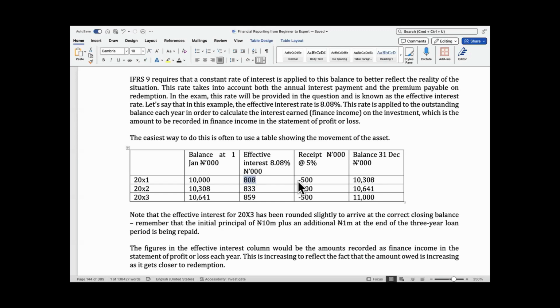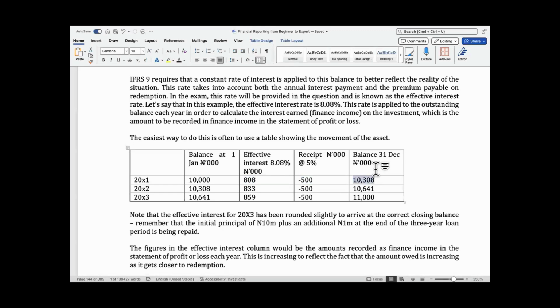You see, this 500 that you now collected, because this one you actually collected money. This is the interest that you actually collected. You debit bank. Anytime you collect money, debit bank. You credit the financial asset or interest receivable. The balance gives us 10,308. By the time you do this plus this minus this equal to this.